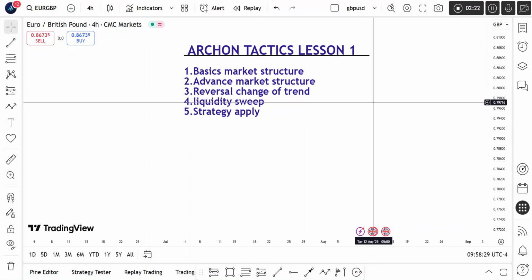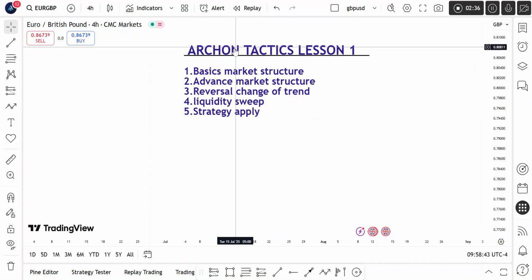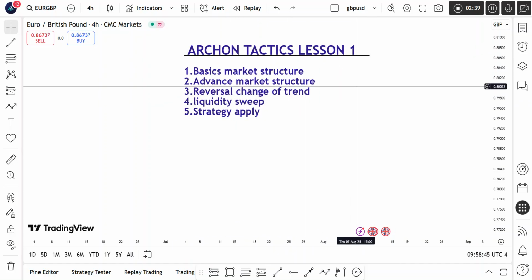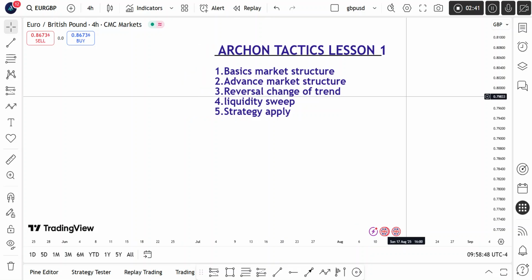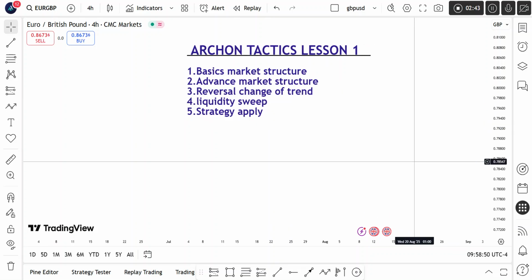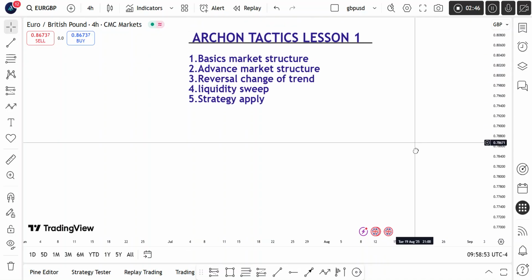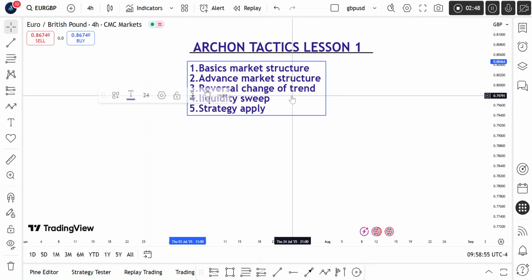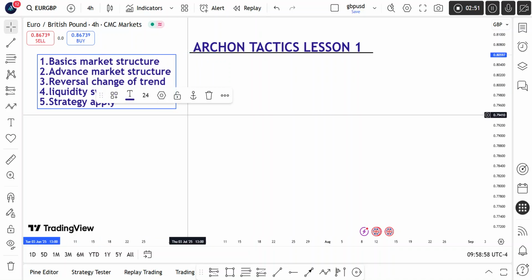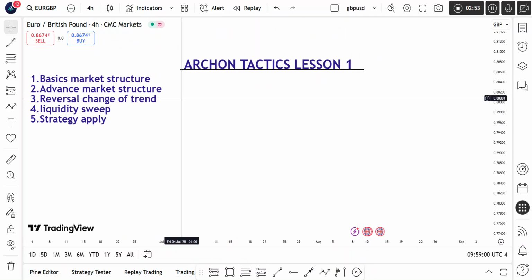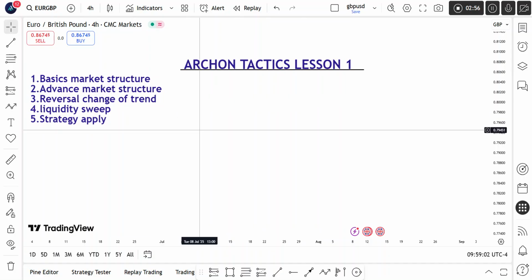But I made this one simple. It is a mix of liquidity, break of structure, break and retest, and the trend, just following the trend. We're going to go through everything here, and I'm going to show you how it works. I'm going to put this aside here and let's do our work.